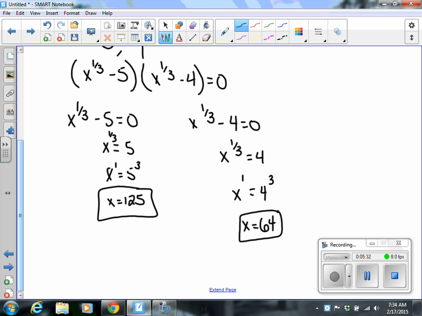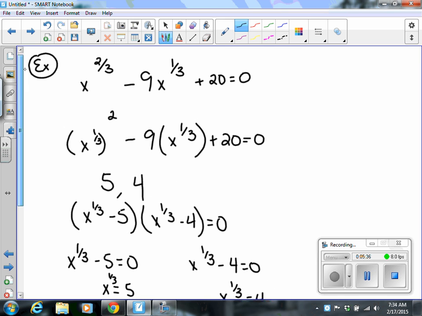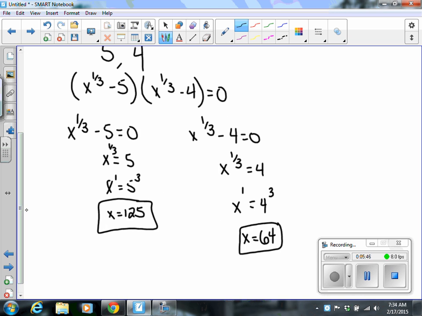So if I were to plug this one into my graphing calculator, how it was when we started, so x to the 2/3 minus 9x to the 1/3 plus 20, I would see that this graph would only cross twice, so I know that I only need 2 roots there at the bottom. And I've got one more example for you.